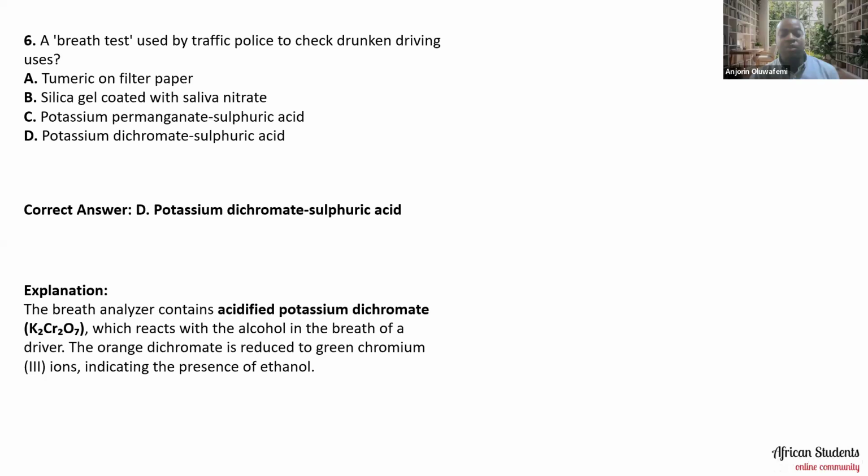All right, now, moving along. A breath test used by traffic police to check drunken driving uses, is it turmeric on filter paper, silica gel coated with silver nitrate, or silver nitrate? Interesting. Okay, potassium permanganate sulfuric acid, potassium dichromate sulfuric acid. The answer here is potassium dichromate sulfuric acid. The breath analyzer contains acidified potassium dichromate, which reacts with the alcohol in the breath of a driver. The orange dichromate is reduced to green chromium 3 ion, indicating the presence of ethanol.